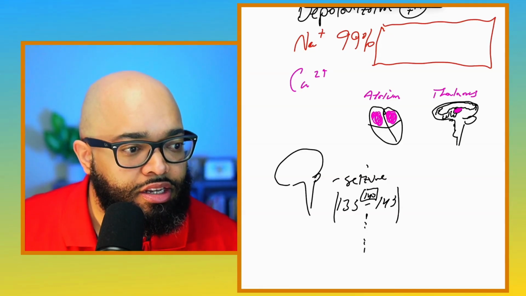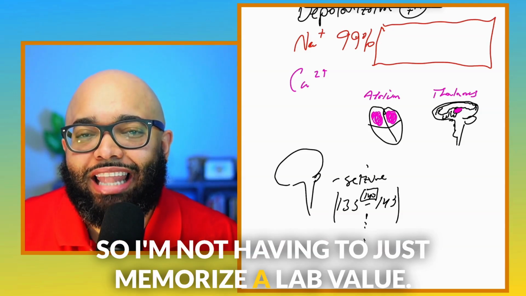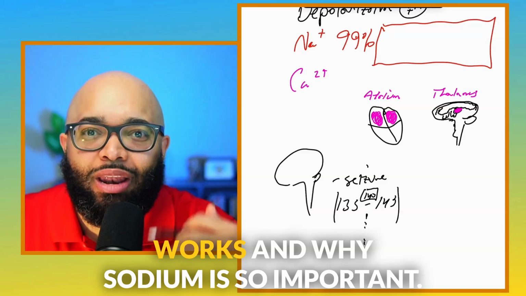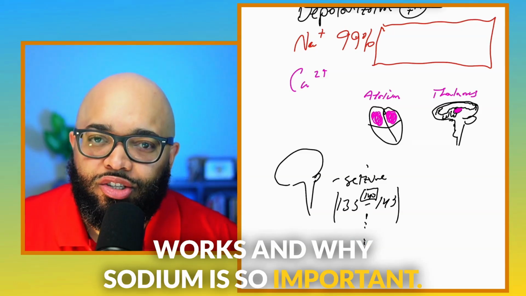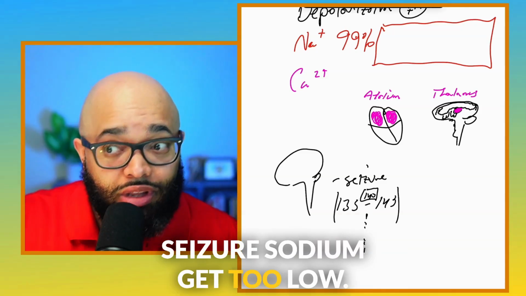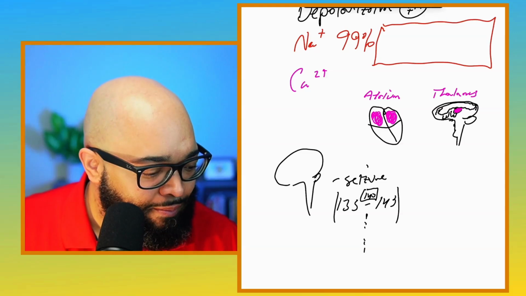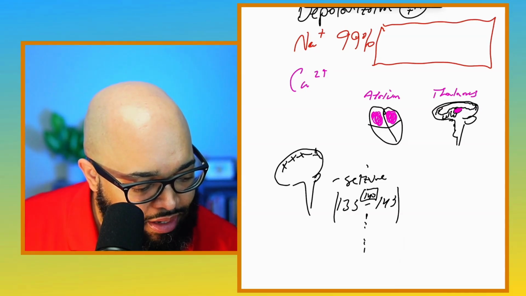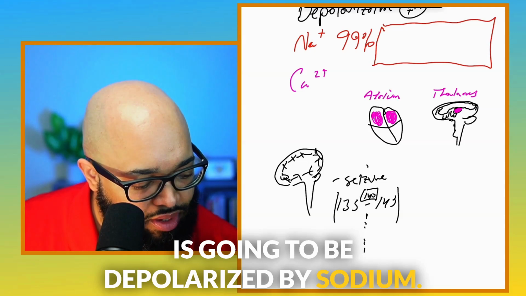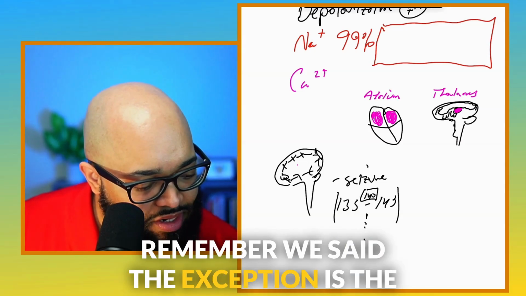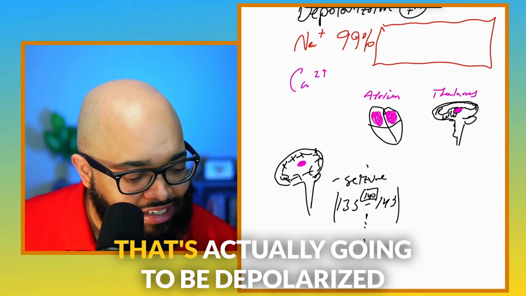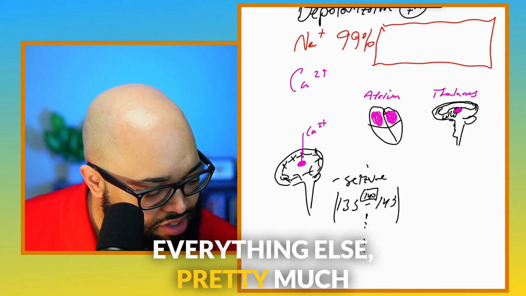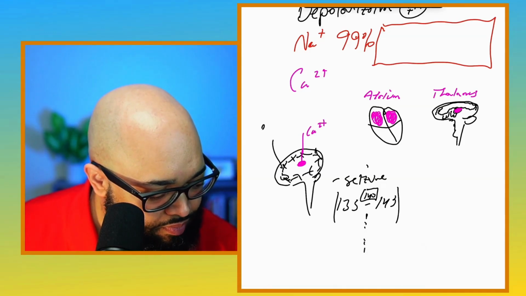Okay? So I'm not having to just memorize a lab value. Yes, I need to know the number, but I need to understand how sodium actually works and why sodium is so important. Sodium gets too high, seizure. Sodium gets too low, seizure. Okay? Now, almost every part of the brain is going to be depolarized by sodium. Remember, we said the exception is the thalamus in the brain. That's actually going to be depolarized by calcium. Everything else is pretty much depolarized by sodium.